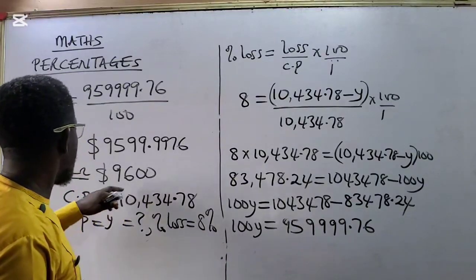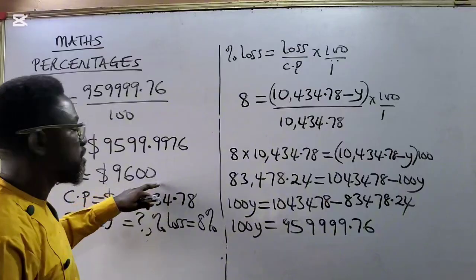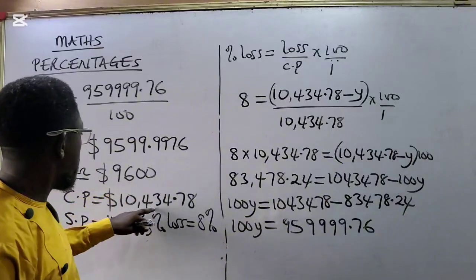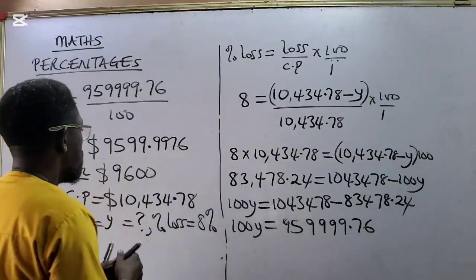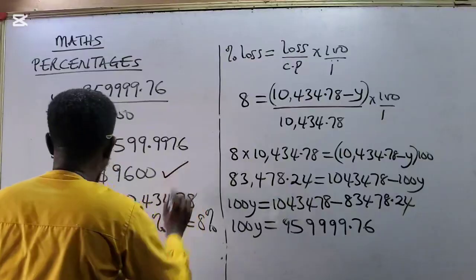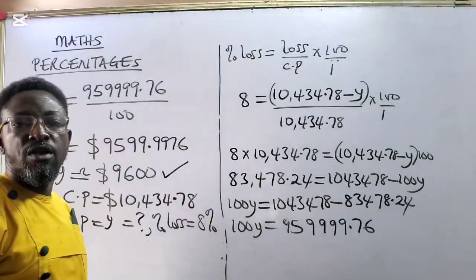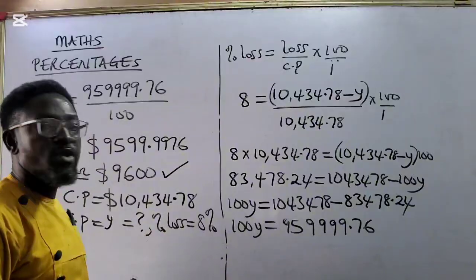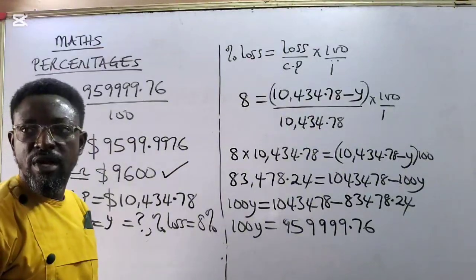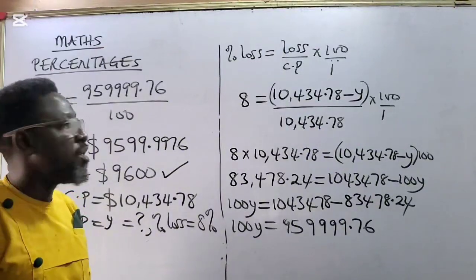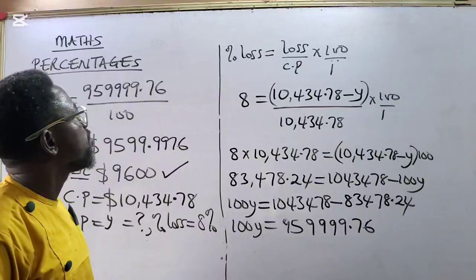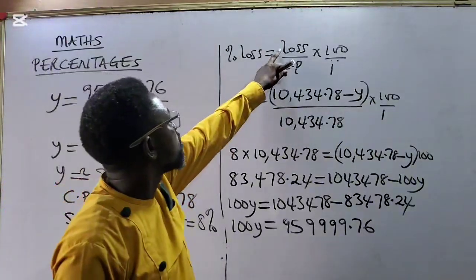So now you see that the selling price, which is 9,600, is below the cost price. And that is why we were told that it made a loss of 8%. Now you can actually check to know if your answer is correct or wrong by using the formula for calculating the percentage loss.